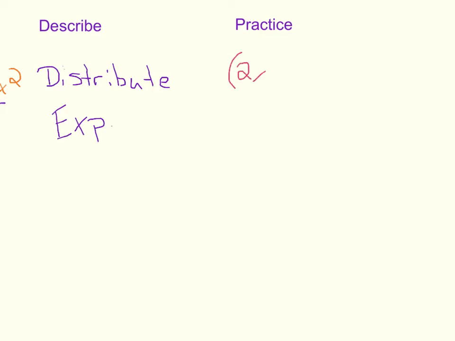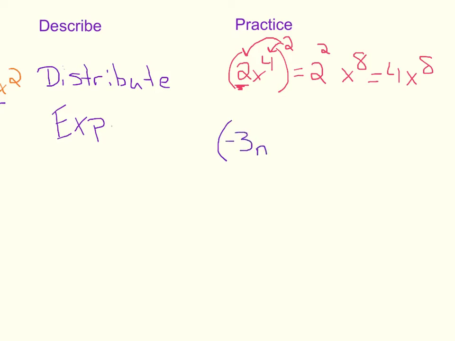If we have 2x to the 4th and then squared. So it's 2 to the 4th power. Remember, the coefficient you treat not like a property of an exponent, but it would just be 2 squared. And then x to the 4th to the 2nd would be x to the 8th. So 4x to the 8th. And then let's do another one. Negative 3n to the power of 6 to the power of 4.